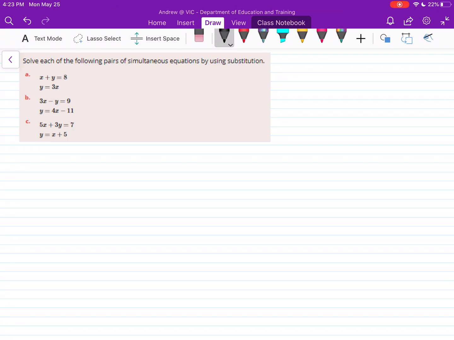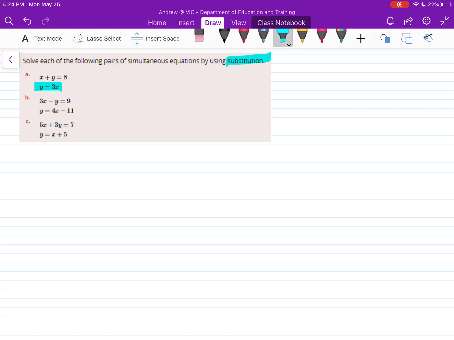Howdy everyone! So in this video we're going to be looking at solving simultaneous equations, and this one specifically by substitution. So firstly, we can use this substitution when we know what one variable is equal to. You'll see in all these examples here, we'll know what one variable, specifically y, is equal to. So this first one, y is equal to 3x.